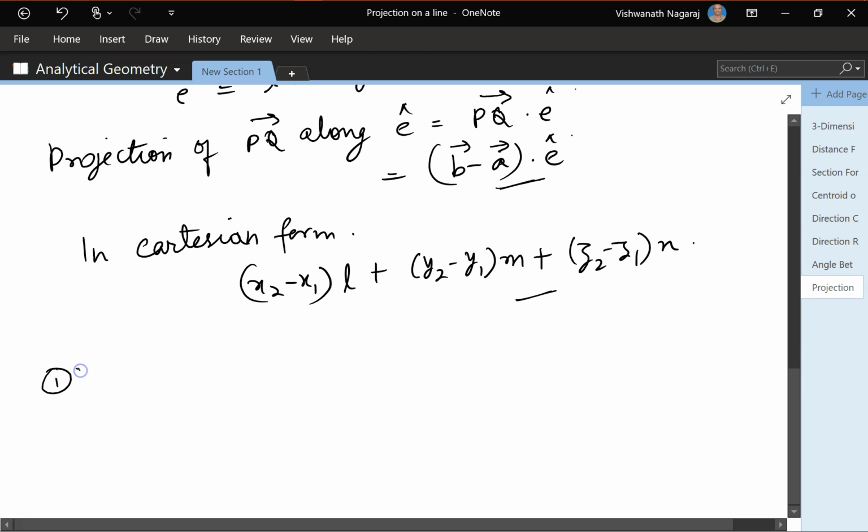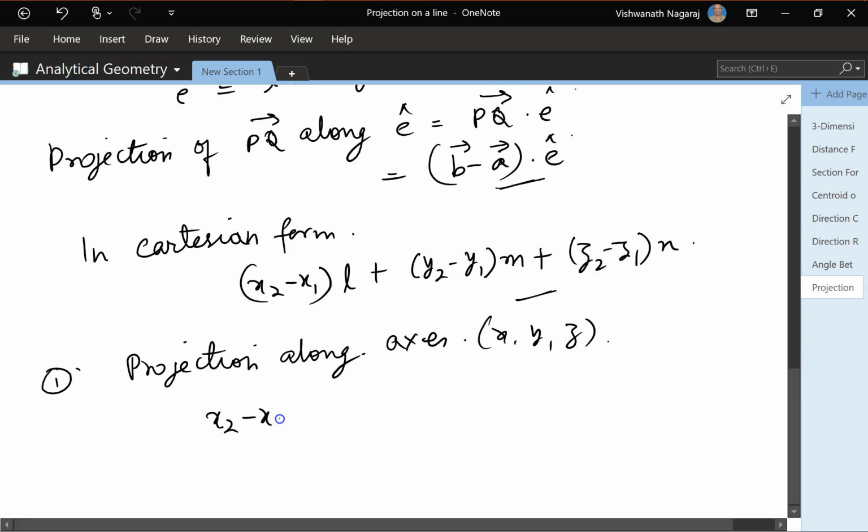Now for projection along the axes, x, y and z, it would be x2 minus x1, y2 minus y1, and z2 minus z1.